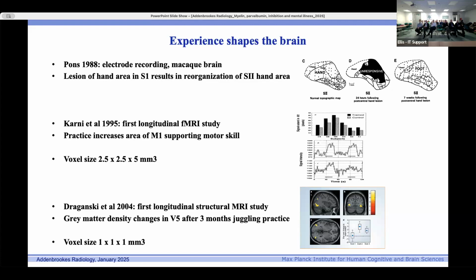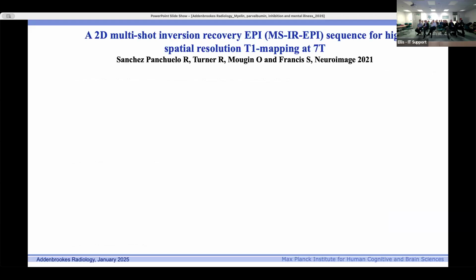And then there was work done by Draganski, this was in London, 2004, which is the first longitudinal structural MRI study showing that the grey matter density in V5, the visual motion area, changes after 3 months of juggling practice. So all of these things are telling us that the brain is highly plastic in normal subjects.